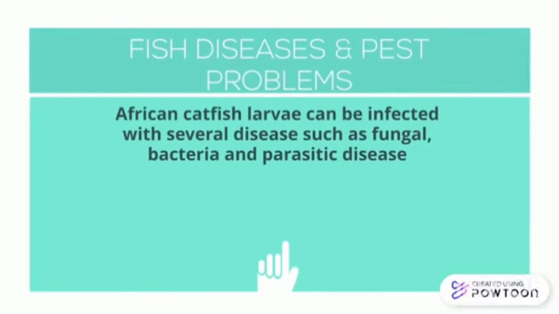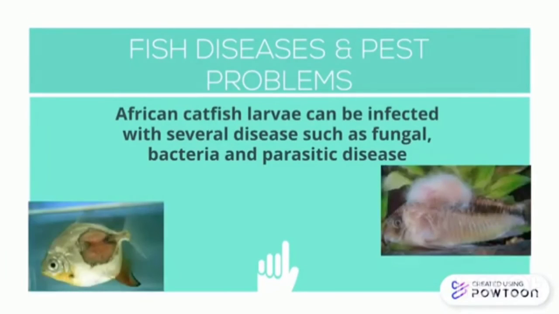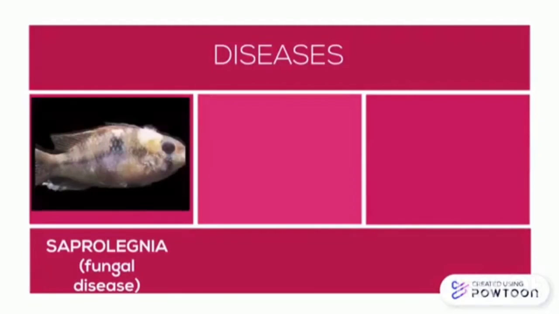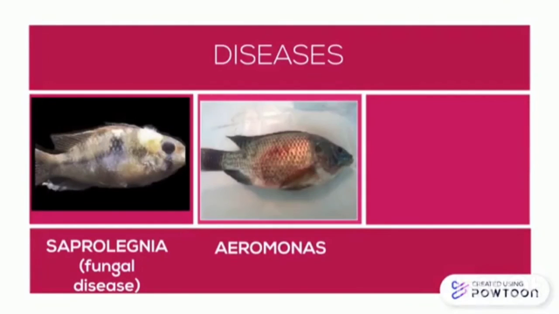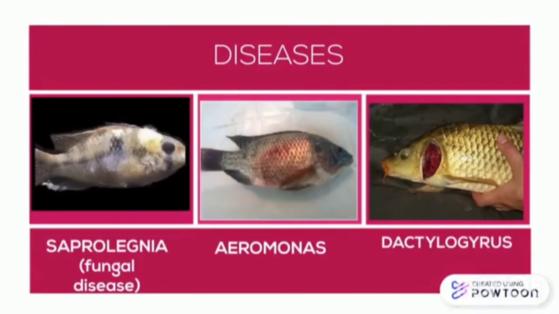Fish disease and pest problem identification with suitable control measures. African catfish larvae can be infected with several diseases such as fungal, bacterial, and parasitic diseases. The most common fungal disease is caused by Saprolegnia. The infected fish will be covered with cotton-like growth.